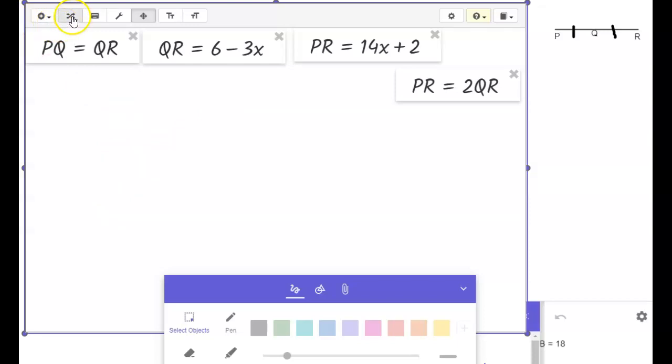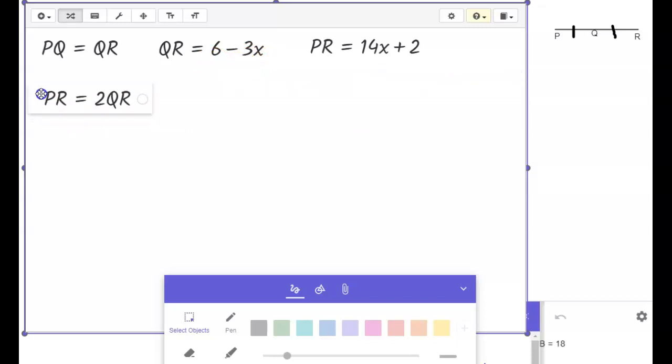Put it to our transform. Remember, we need to have transform. This is the crosshairs, it's orange, so that allows you to pick things up easily. Okay, so now we're going to transform. But do notice that we have a few terms that are equal. We have QR is equal to 6 minus 3x. And look, we have a QR here. Let's just move this over a little bit.